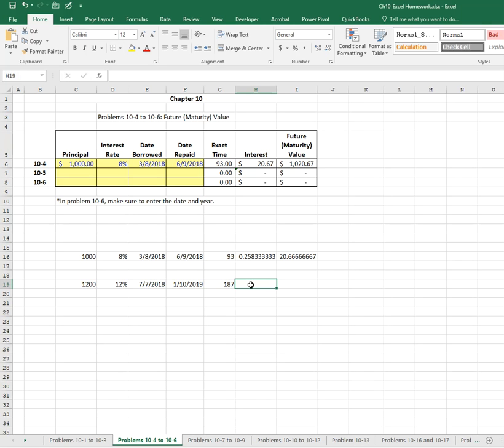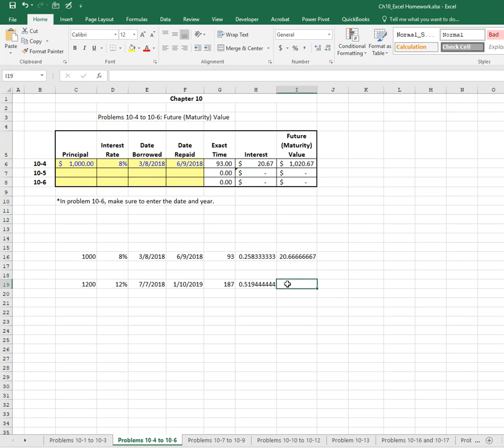Then we need to calculate what percentage of a year is 187 days. It's a little over half, right? So just a smidge over half of the year.